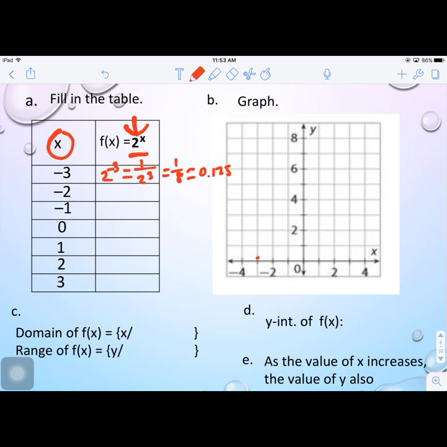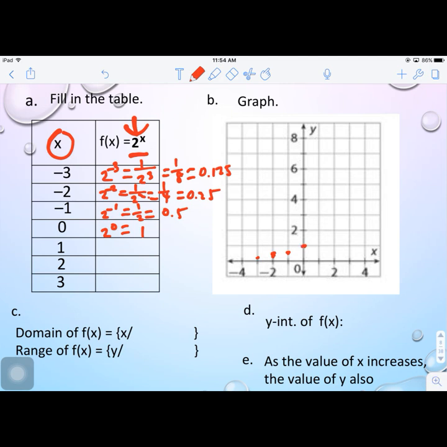Next, let's take a look at when x equals -2. So it's 2 to the -2. That will be 1 over 2 squared, or 1/4, or 0.25. And so at -2, that will be 0.25, which is a little bit above the 0. When x equals -1, that will be 2 to the -1, which is 1/2, or 0.5. So it's a little higher than the previous one. And when x equals 0, that will be 2 to the 0, which is 1, because anything to the 0 power is 1. So at 0, we have 1.